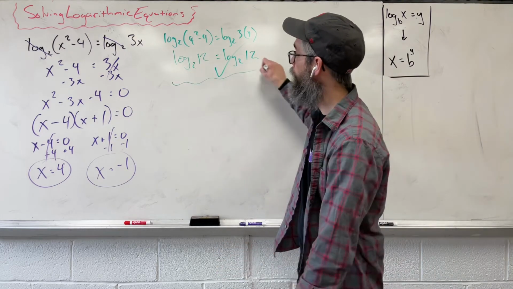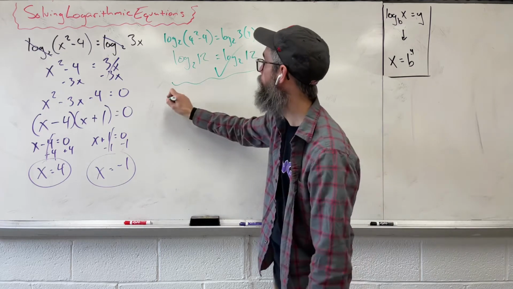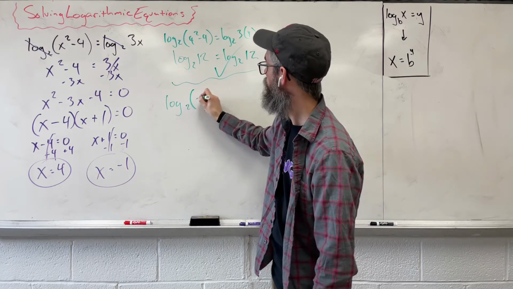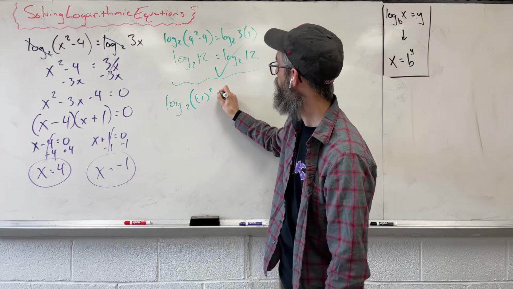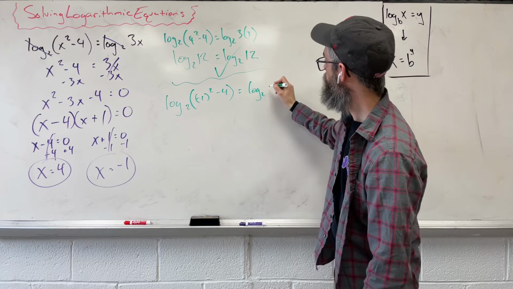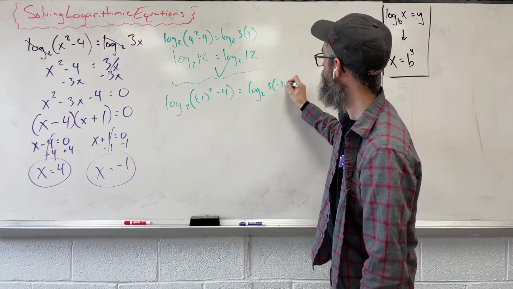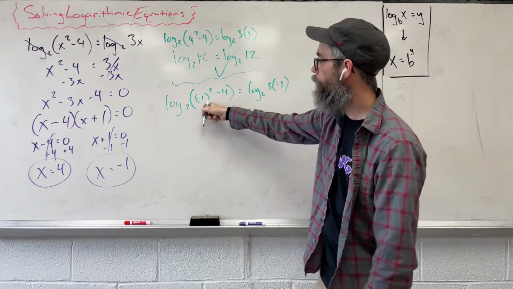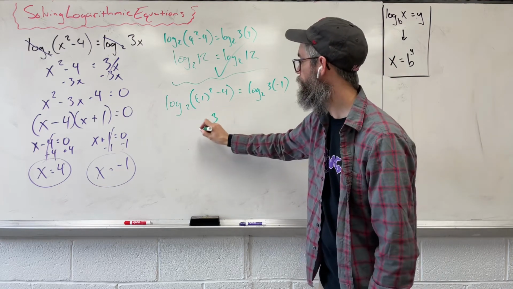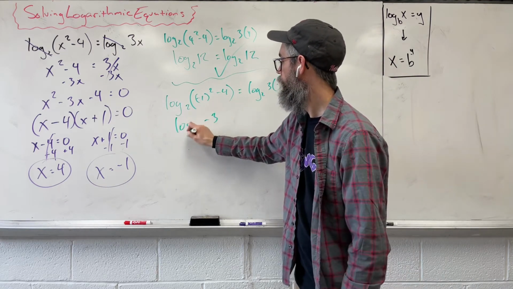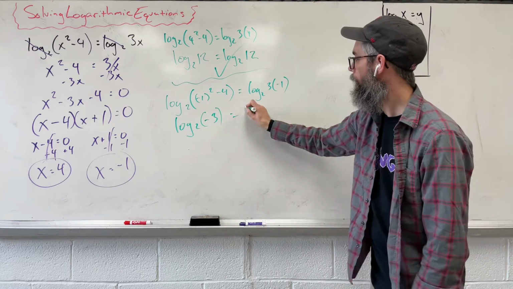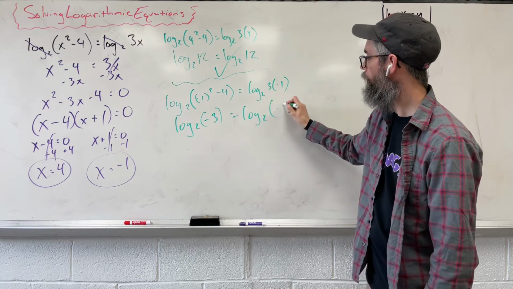Let's try it again with our answer of negative 1. Log base 2 of negative 1 squared minus 4 equals log base 2 of 3 times negative 1. So negative 1 squared is going to give us positive 1. 1 minus 4 gives us negative 3. Log base 2, put that in parentheses, of negative 3 equals log base 2 of negative 3.